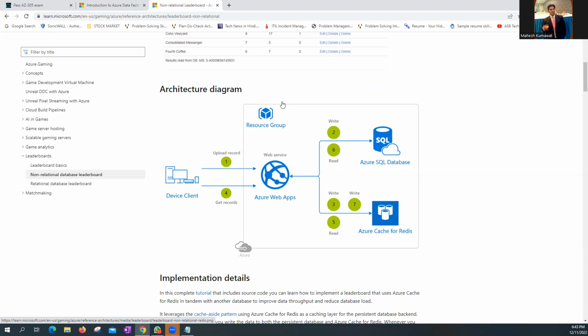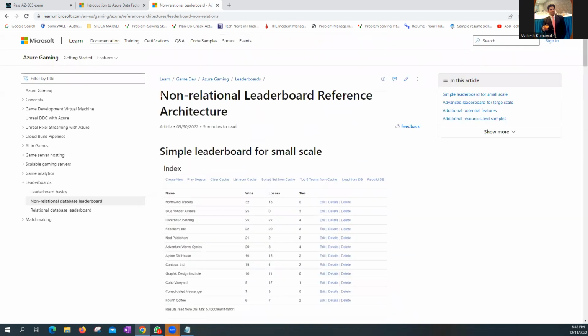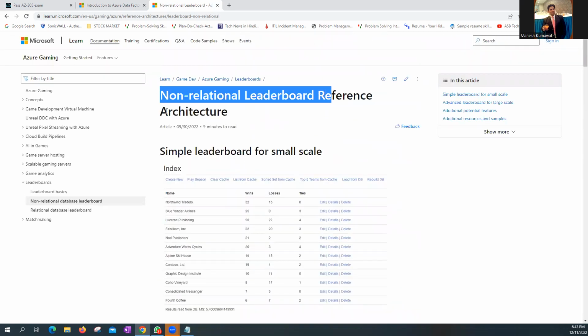So we are going to create a resource group. We're going to be connecting all those Azure web apps. Once the client sends a request, uploading or getting records, it hits the web apps, and the web apps connect to the Azure SQL database and the Azure Cache for Redis. So this is your internal architecture design from your company's point of view.